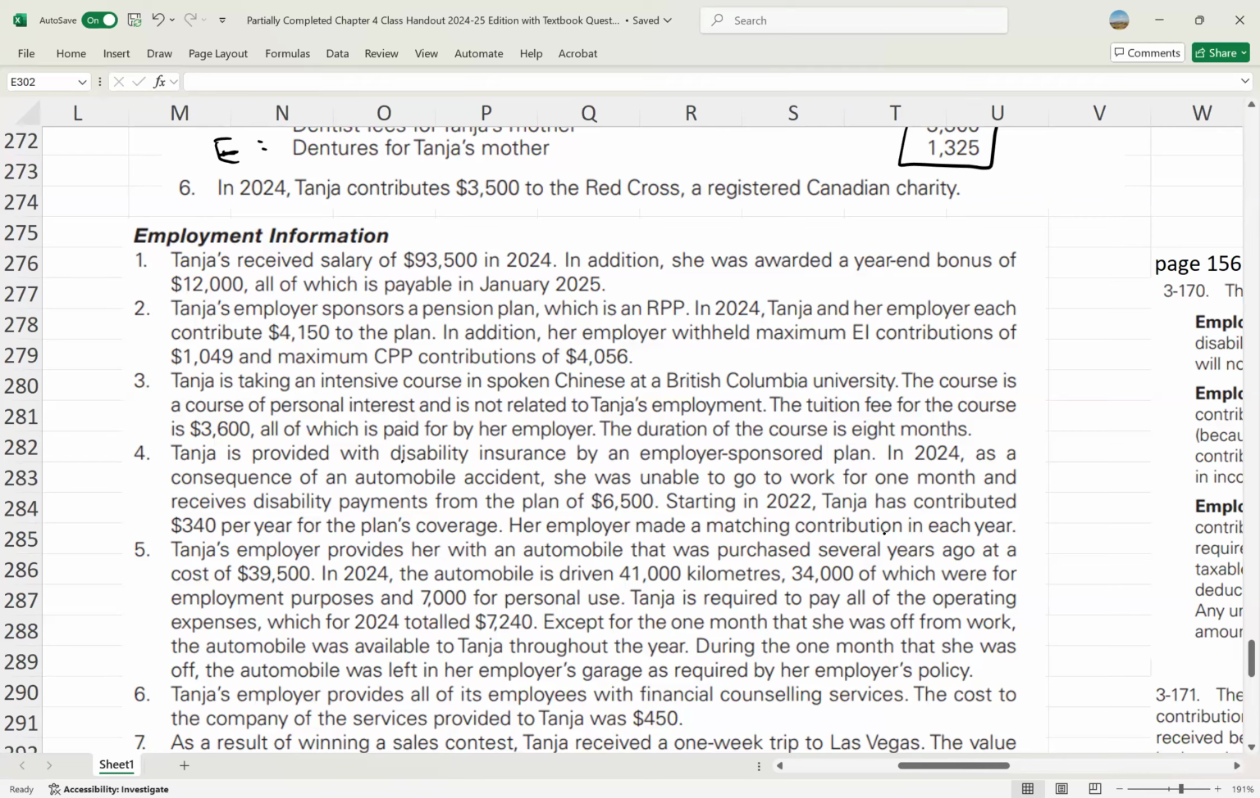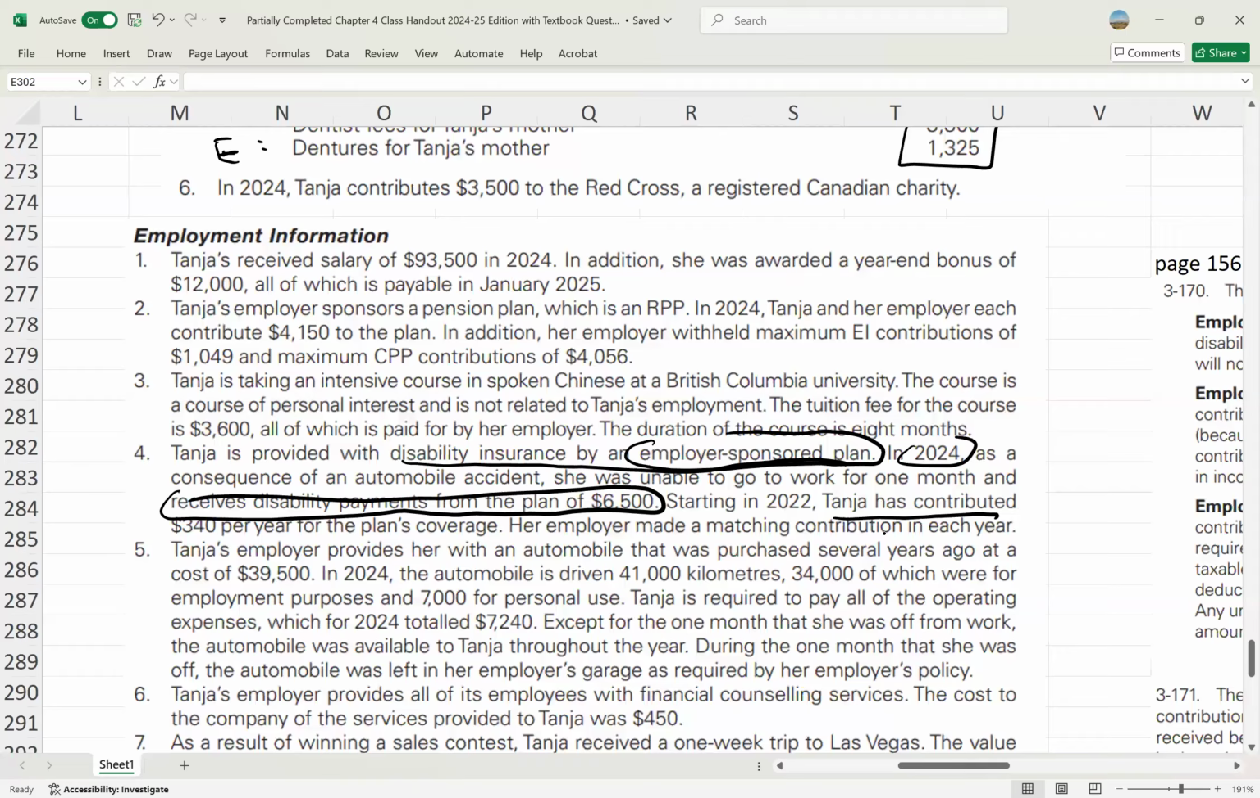So the disability insurance is provided by the company. And in 2024, Tanya got into an accident and she was unable to go to work. And so she received a disability payment of $6,500. Now, when the plan started, Tanya also had to make some payments as well. Even though this is a company-sponsored disability plan, usually some of the benefits may be optional. So when you work for a company, you may have a choice as to certain benefits that you can sign on to or decline.